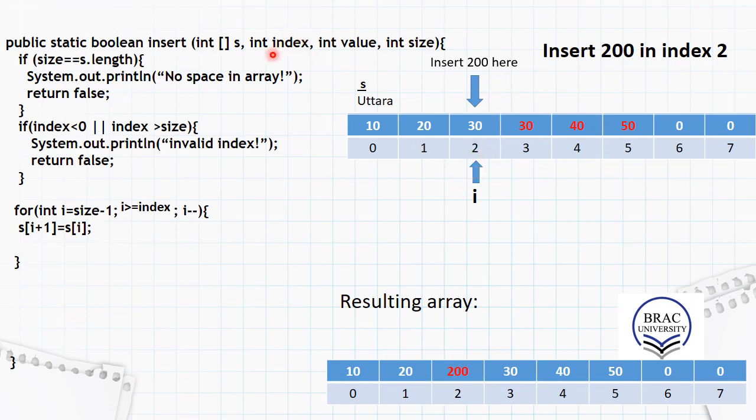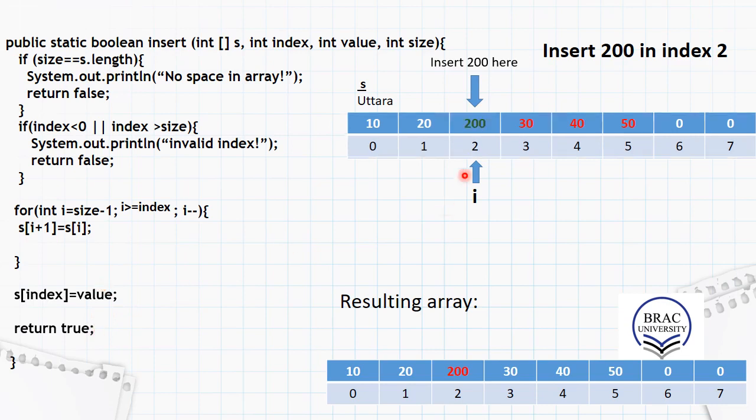Remember, the position is stored in the variable index, and the value to be inserted is stored in the variable named value. So the code should be S of index is equals to value. This is pretty simple. And also after I have inserted the value, at the end of my method, I should also return true because the insertion has been completed successfully. So after this line, 200 will be inserted, and I'm done.